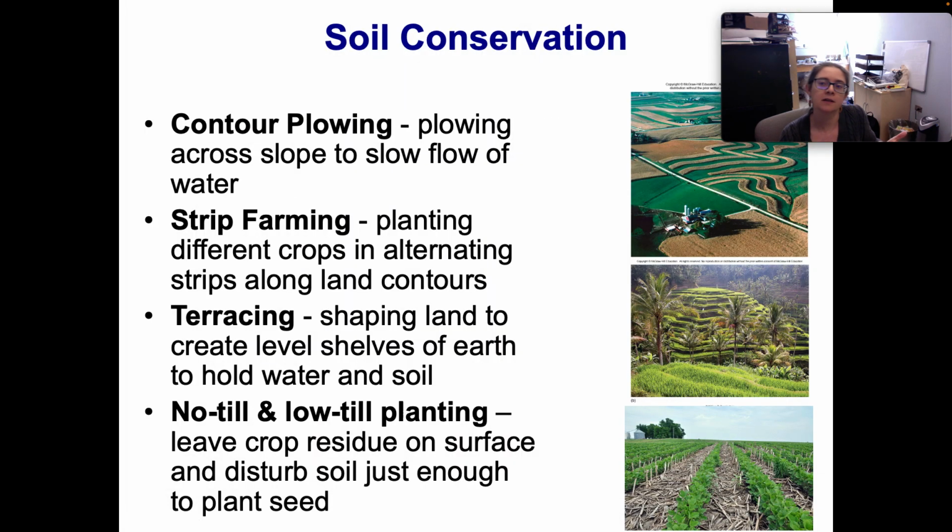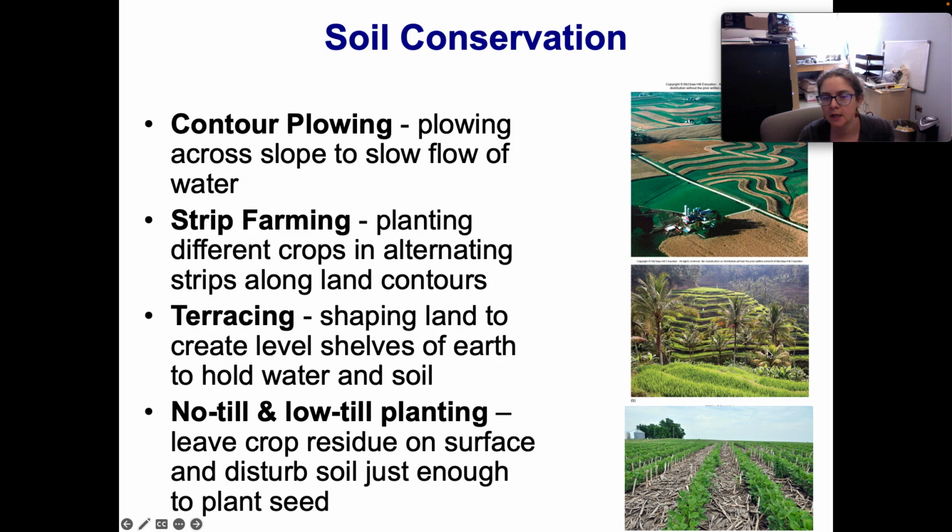So what do we do about this? Obviously, we don't want to lose our soil. We said it takes a really long time to build back up. So there are some different ways that people are trying to conserve their soil. So one is contour plowing, and that's plowing across the slope to slow the flow of water, which you can see here. There is strip farming, where you can plant different crops in alternating strips along land contours. So you can do these two together, which you can see here.